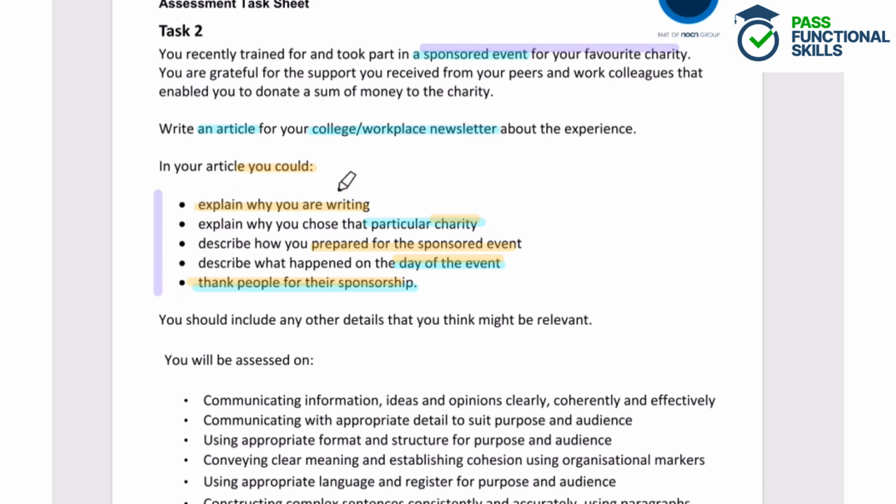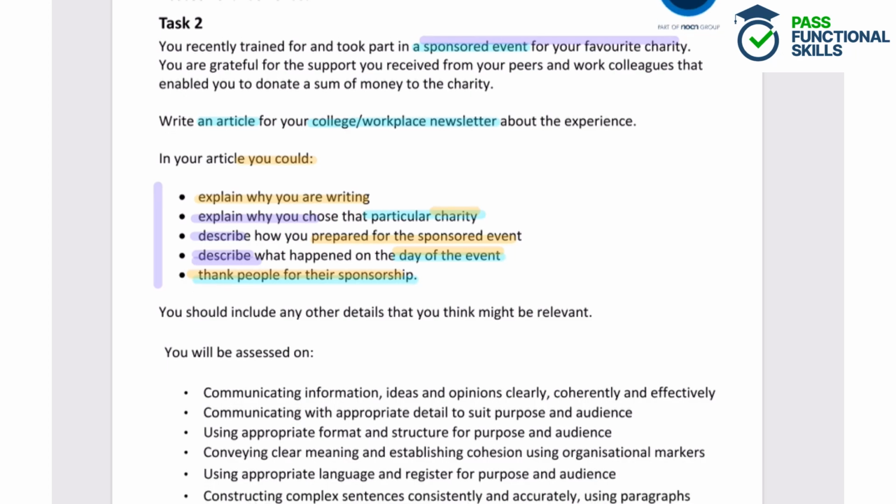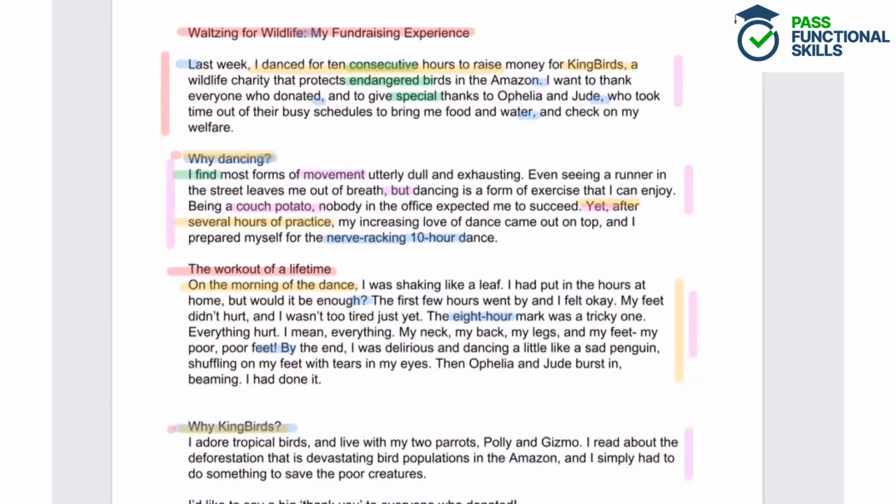We need to give an explanation of why we chose the charity, and we need to give some descriptions. So when we're describing and explaining, we want to be giving reasons to explain, and when we're describing, we want to be giving details using a range of adjectives and other textual features. So let's take a look at the answer and see how it's suited to the purpose and audience.